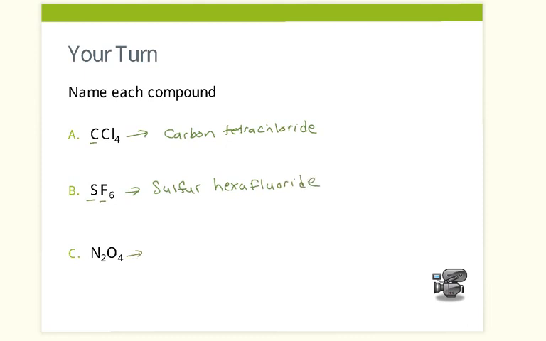Here we have dinitrogen, right? Tetroxide. Okay.